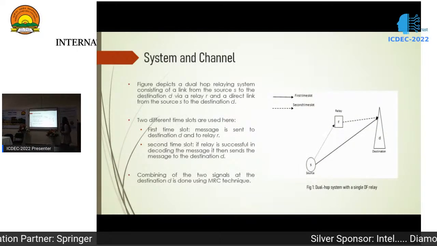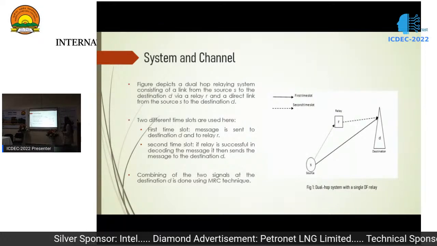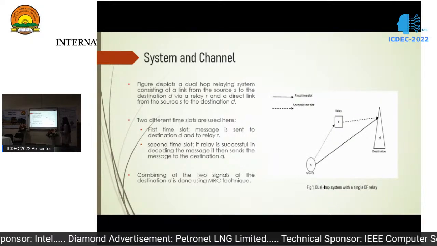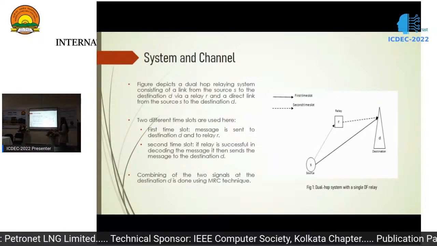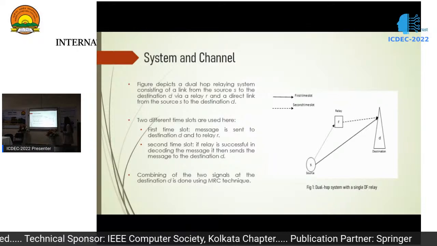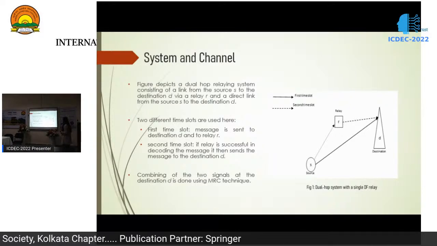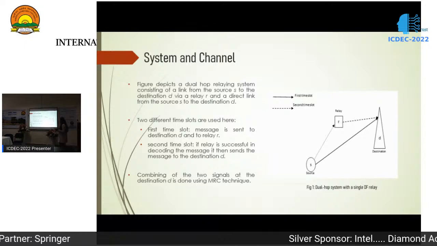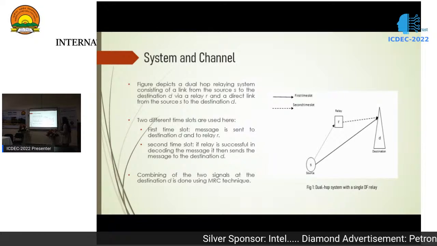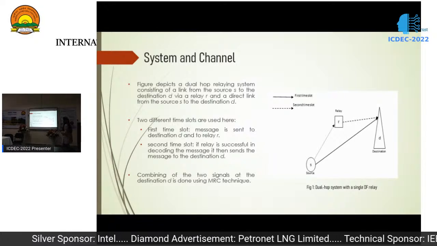Now, the system model: we can see here we have the source, the relay, and the destination. There is a link from the source to the relay as well as from the source to the destination, a direct link, and another link from the relay to the destination. The message is sent in two different time slots. In the first time slot, it is sent from the source to the relay and the destination, and in the second time slot, when the relay successfully decodes the message from the source, it sends that message to the destination. Then, combining these two, we use the MRC technique.